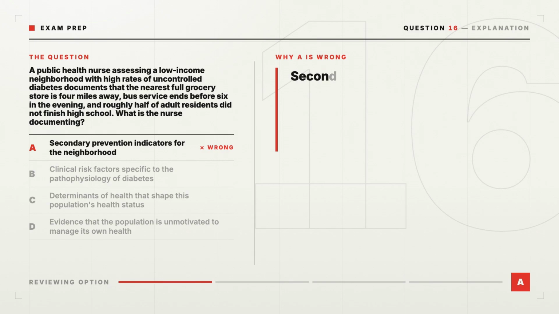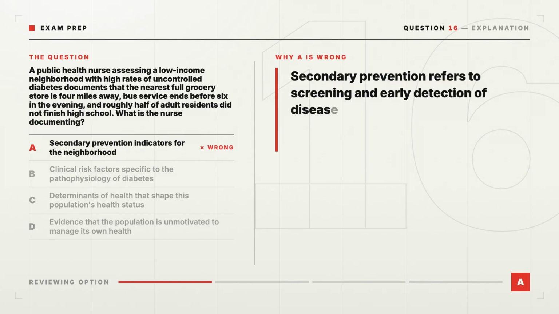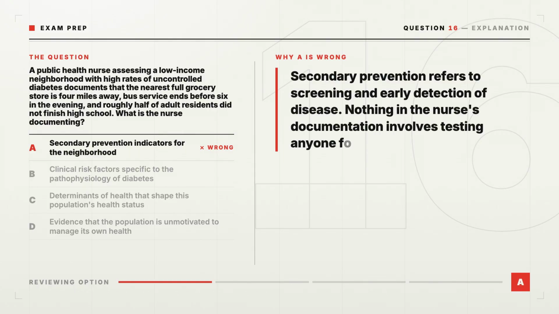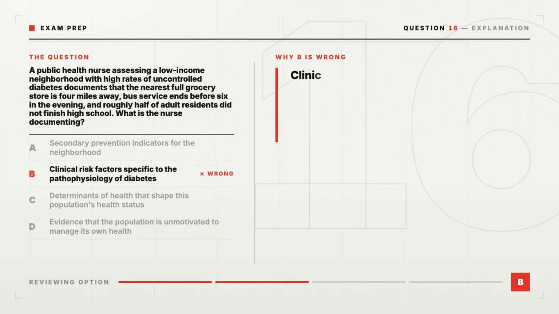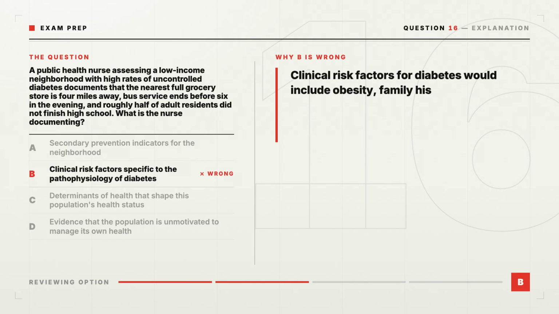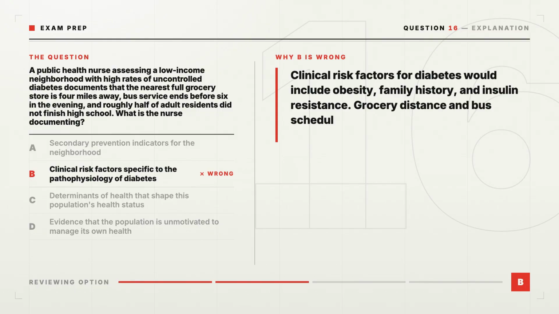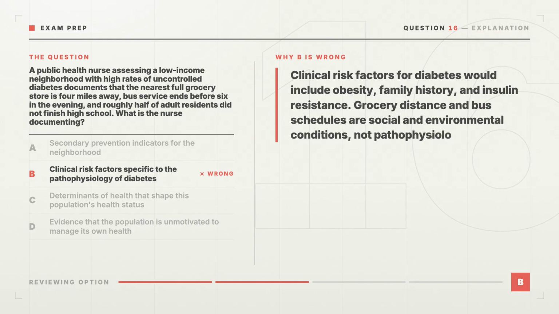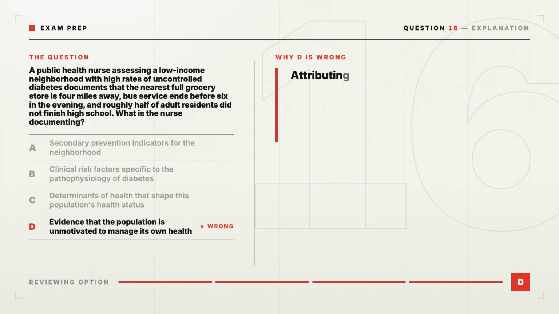A is wrong because secondary prevention refers to screening and early detection of disease. Nothing in the nurse's documentation involves testing anyone for anything. B is wrong because clinical risk factors for diabetes would include obesity, family history, and insulin resistance. Grocery distance and bus schedules are social and environmental conditions, not pathophysiology. D is wrong because attributing the pattern to motivation ignores the constraints the nurse just documented.